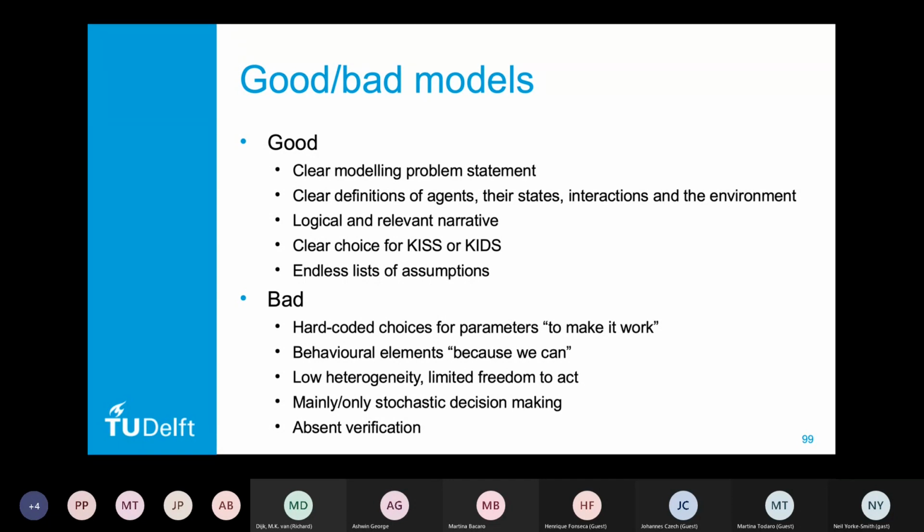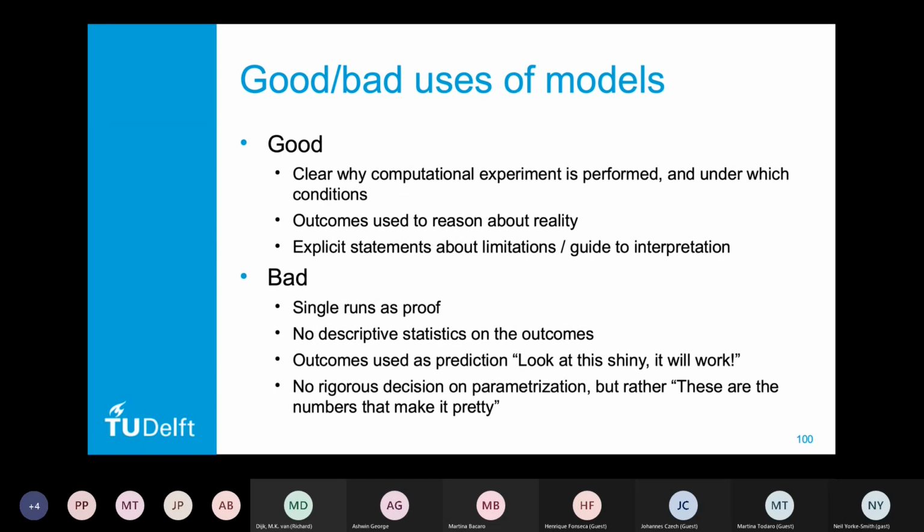Bad models do this kind of stuff. Well, we just chose this value for the parameters because it kind of made it work and kind of matched reality. Let's just throw lots of stuff in because we can. It's basically randomness and there's nothing else there. Or no verification, no validation. If you read papers in the literature, you can fairly quickly see whether this is a good model or a bad model in terms of the modeling side. You can often see that quite easily based on these kinds of criteria. Good models, bad models, and there are good and bad uses of models.